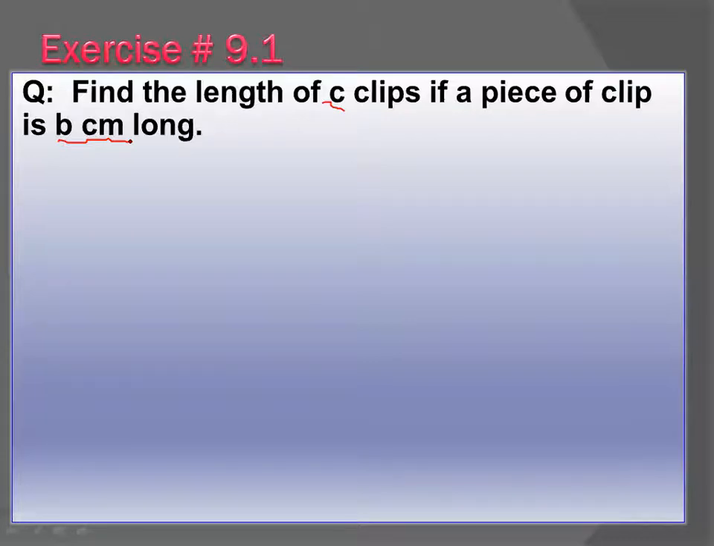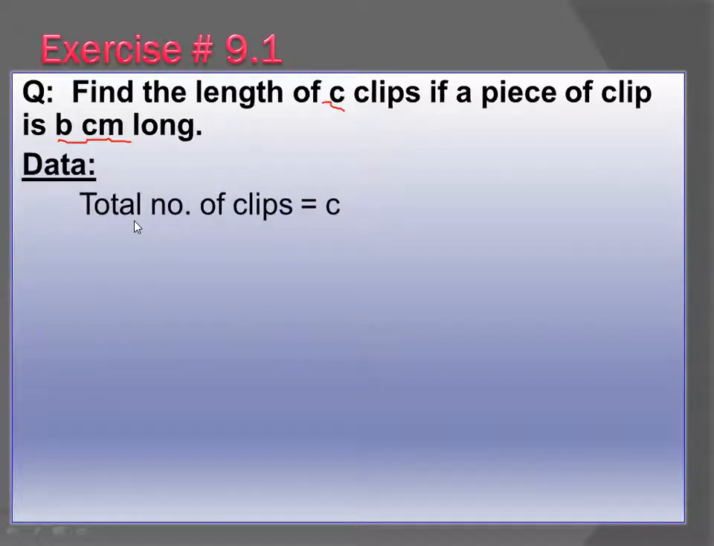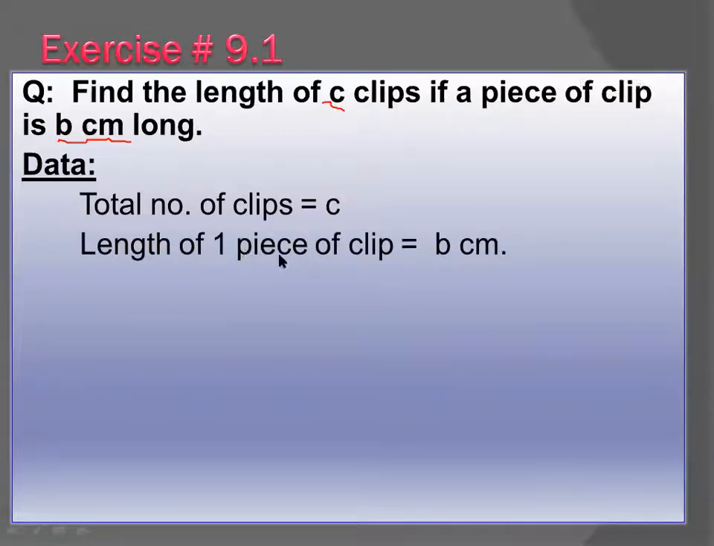Okay, first we are going to show you the data so that it will become more clear to you. Total number of clips you have is C, and the length of one clip is B centimeter, and you have to find out the length of C clips. So can you please tell me what type of operation we are going to perform here?